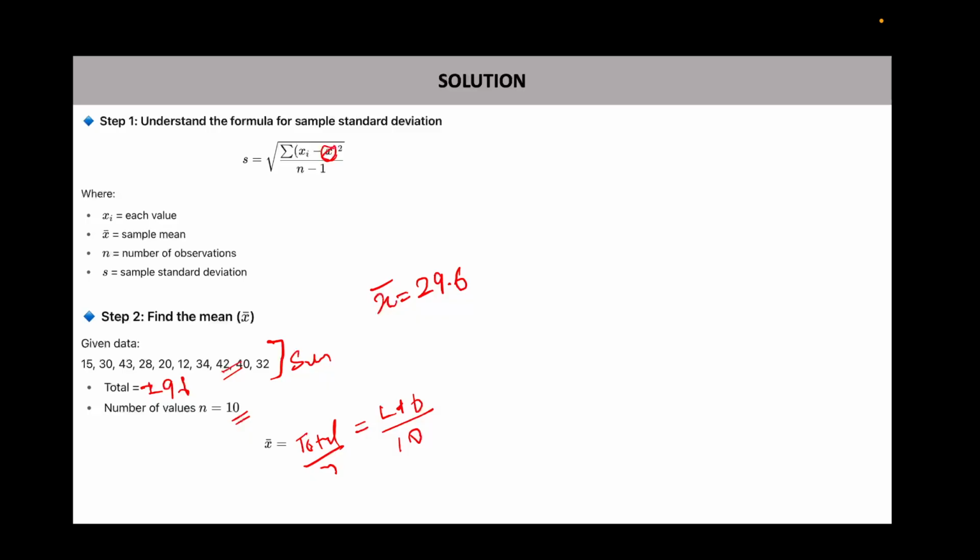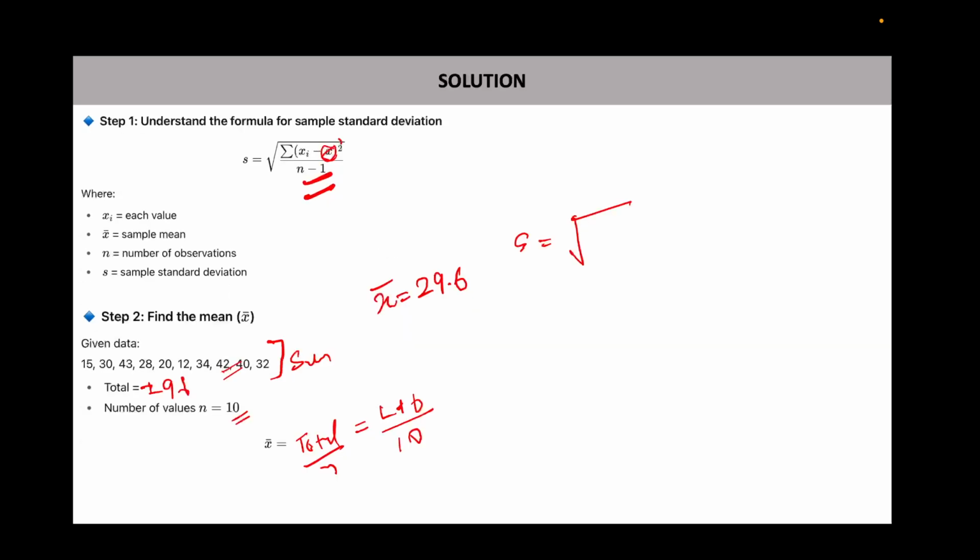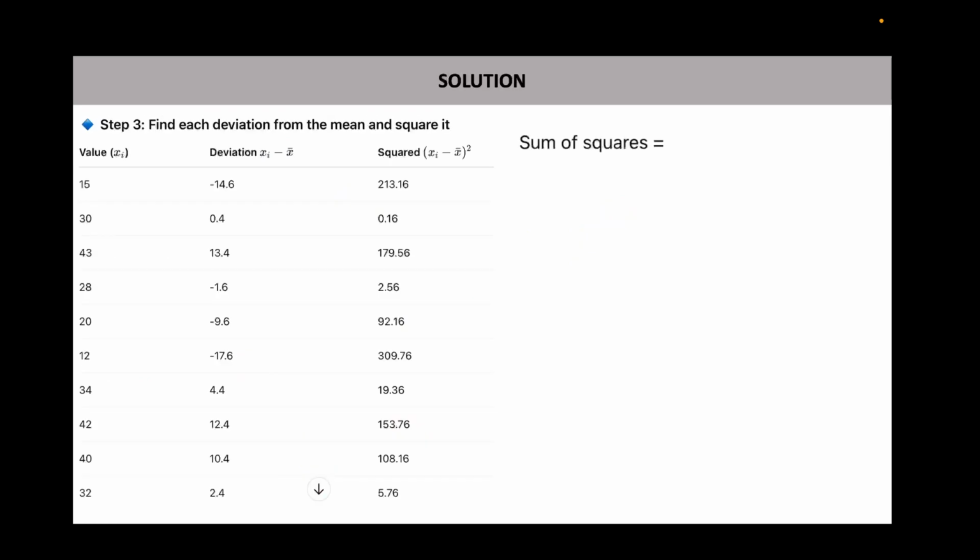Now if you put all these values in, your standard deviation will be equal to the square root, and for this you also need to do the summation. You can calculate this entire value simply by subtracting the mean value from each of your individual values. So you will have to create a table like this. This is called calculating the deviation.